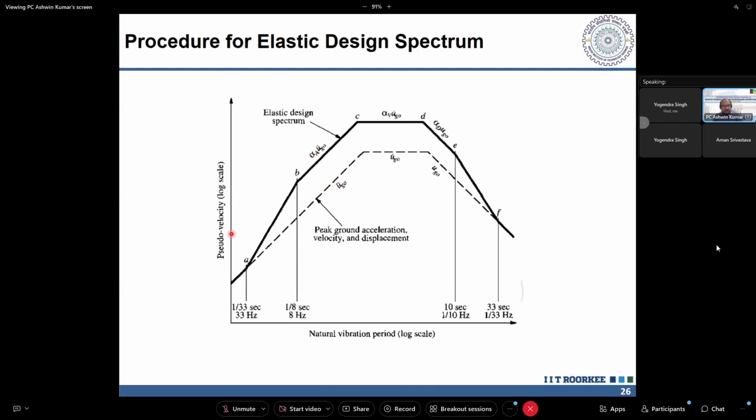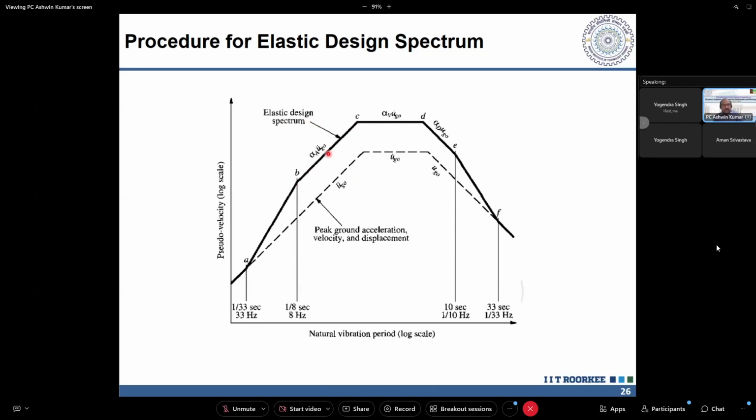I plot a line. Let's say I use a scale and plot a long line. I do the same with respect to displacement. I use alpha D times the ground displacement, and I get a peak line here. And then I plot another line using the scale factor for velocity with respect to the peak ground velocity that I'm getting from the ground motion that I've considered. I get that horizontal line.